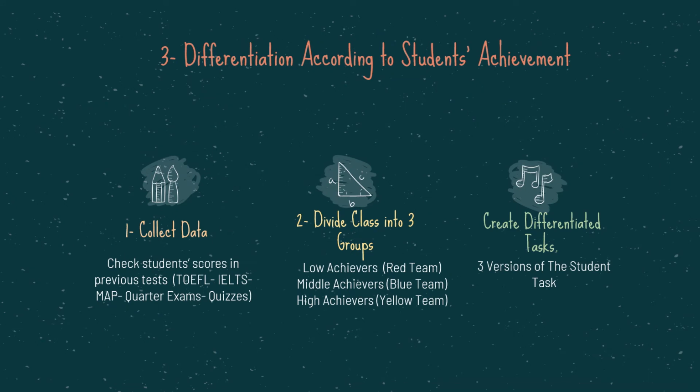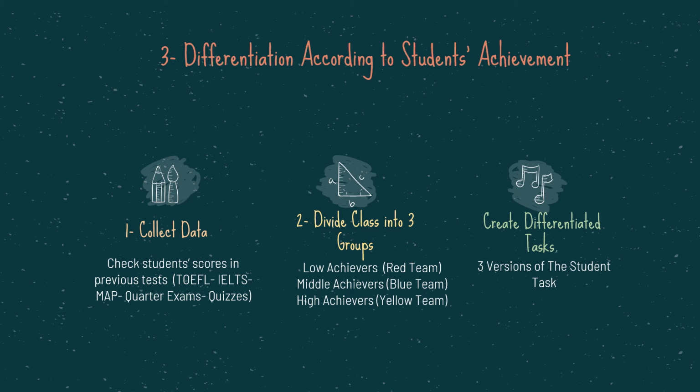Now, the third most common way that people use to differentiate is to differentiate according to students' achievement level. And that just means how highly they score in your subject. So the simplest way is low, middle, and high achievers. You're never ever going to find a class that is all on grade level.